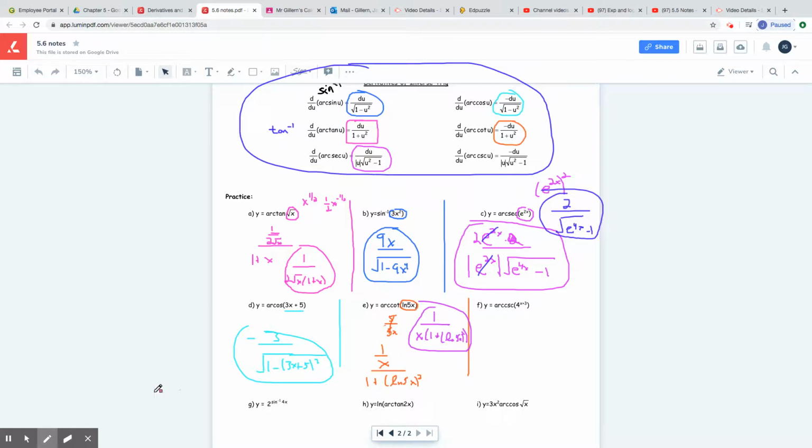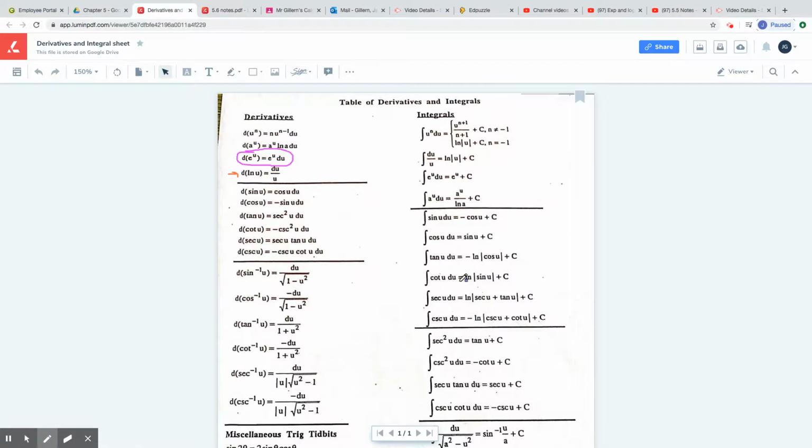Okay. Letter F, I should say, arc cosecant. So one type of example we have not done yet. 4 to the x plus 3 is going to be my u. So I have to take the derivative of 4 to the x plus 3. Well, how do I take the derivative of 4 to the x plus 3? Go to your formula sheet. Which one of these fits? Oh, wait, we have a constant being raised to a variable. It's this formula right here. That's a to the u, natural log of a, du.